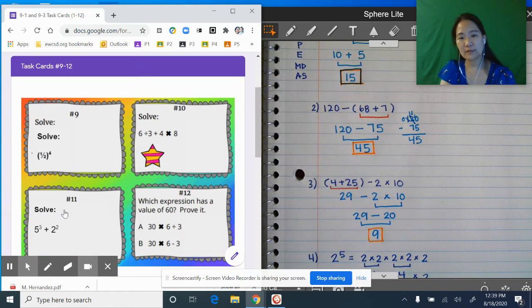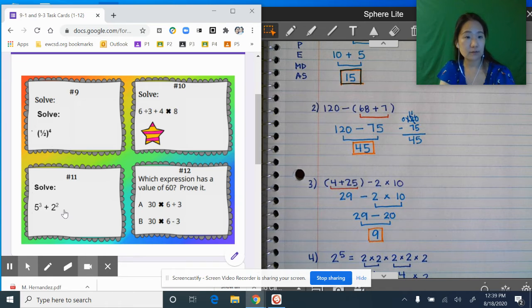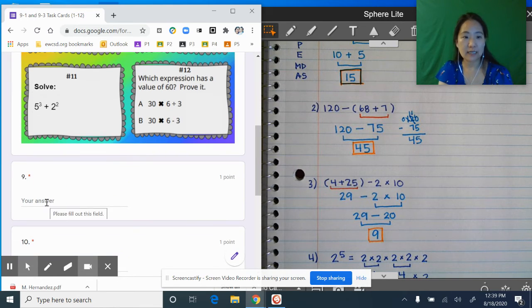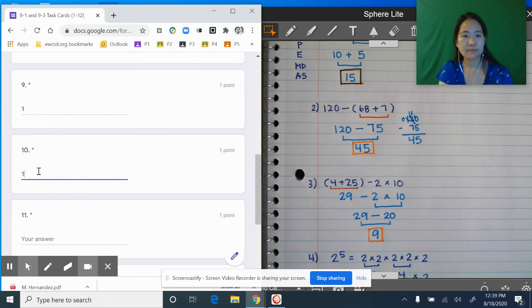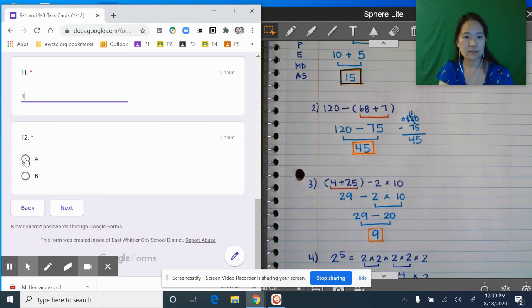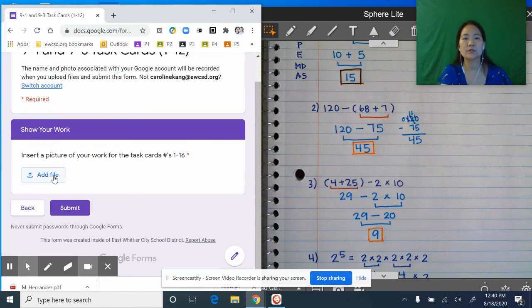Then it gives you the last set of 4 problems. And then once you're done, let's see. I'm just going to put a random answer. Then you're going to see a place where you need to insert a picture of your work for the test cards 1 through, it should be 1 through 12. Sorry, it's not 1 through 16. Okay, I'll see if I can get that fixed before I actually assign the assignment to you.